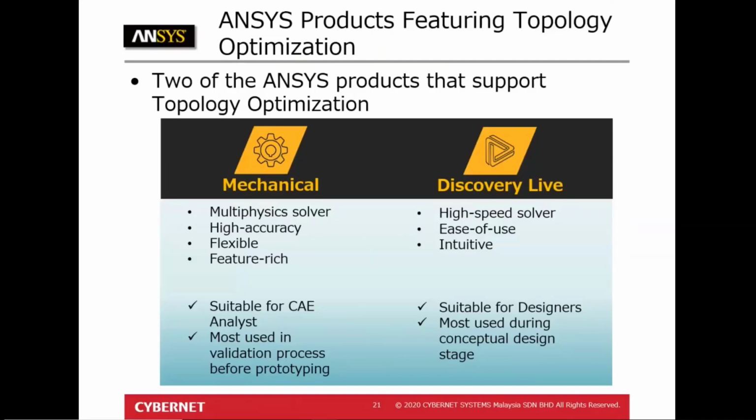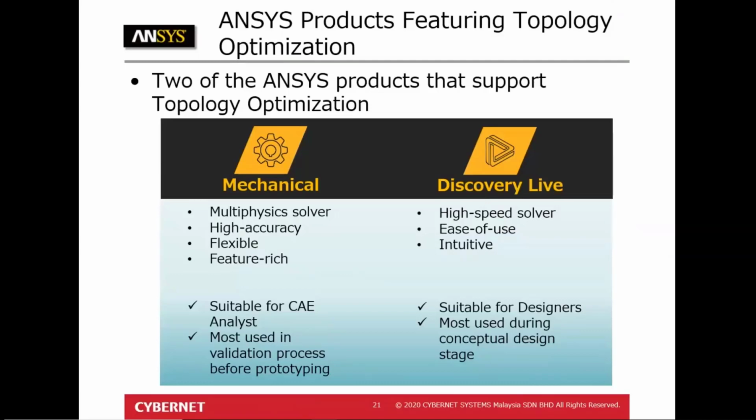Okay, so this is basically what I said before. There are two types of ANSYS product that feature topology optimization. Those products are ANSYS Mechanical and also ANSYS Discovery Live. These two products deliver a different type of experience and different ways to get to your optimal design. I like to categorize these products based on who is going to use them and at which stage of the design development cycle the product will be used the most.